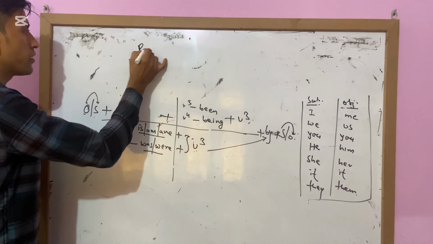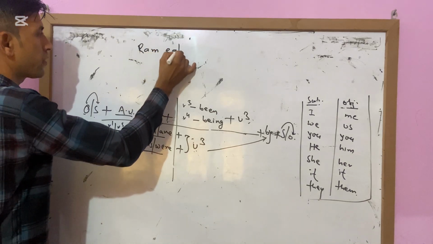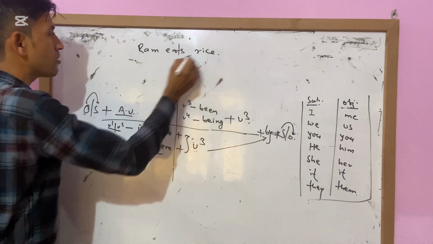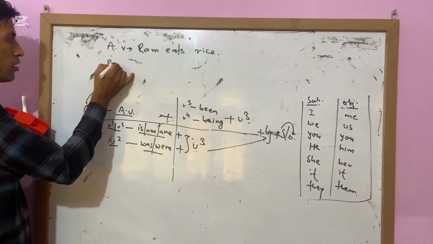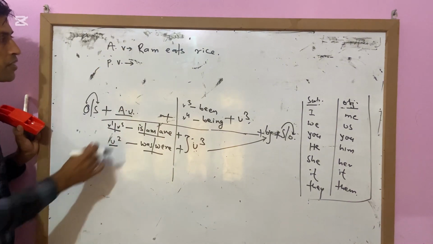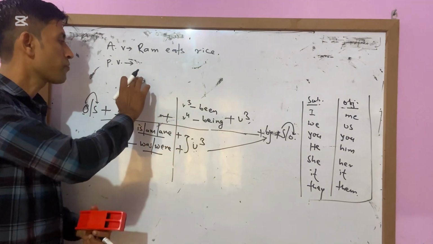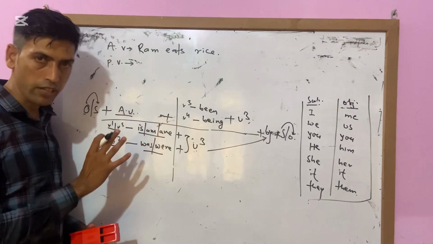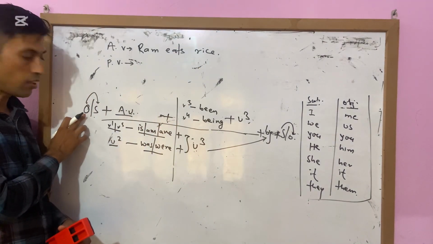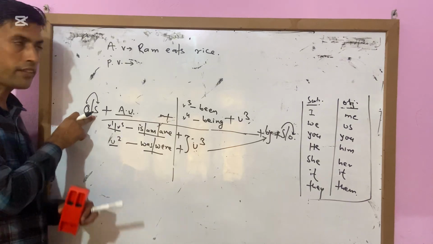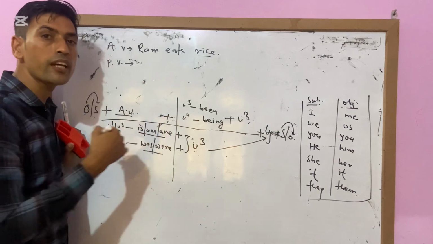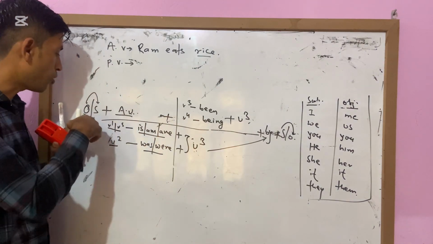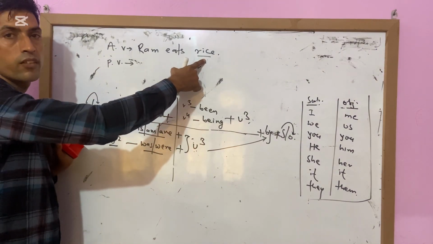Okay, first example: Ram eats rice. First, simply, this one is active voice. We change it into passive voice. Ram eats rice. Let's go through the structure. First, we use the object in the subject position. Then what is the object here? Rice is the object. How can we identify that the object is rice?